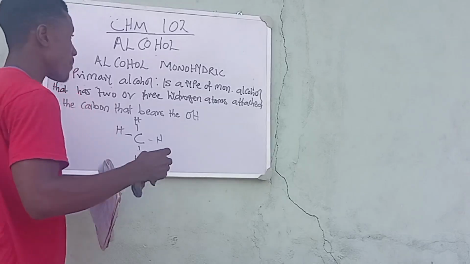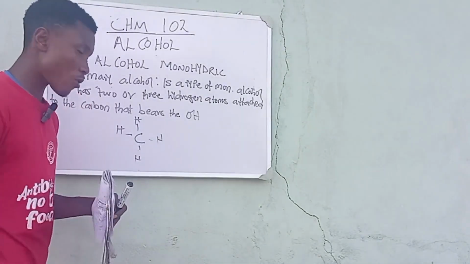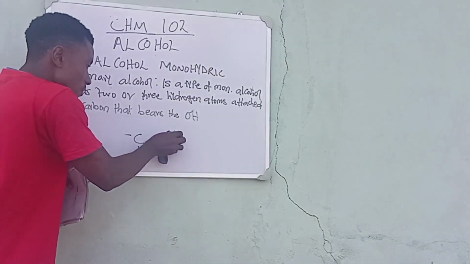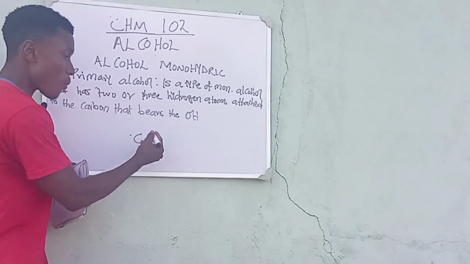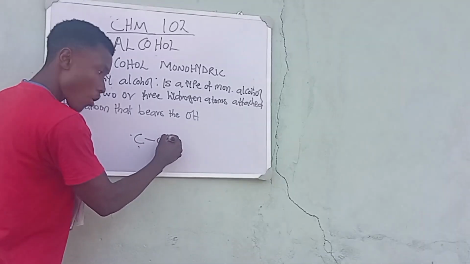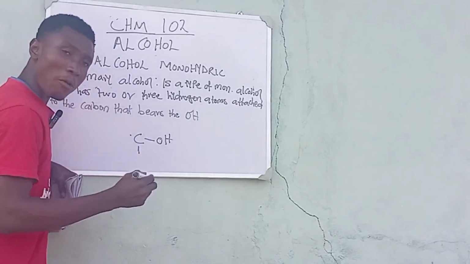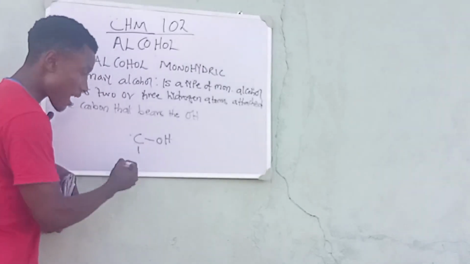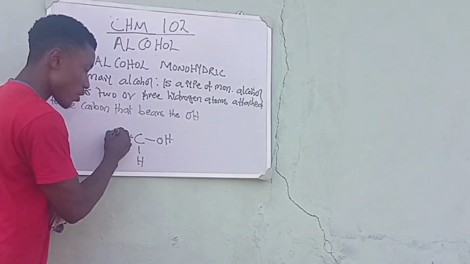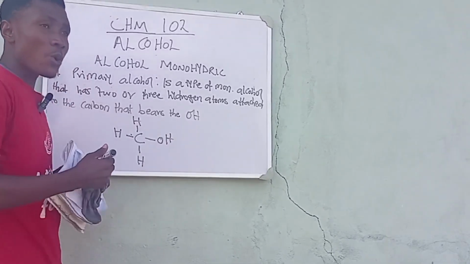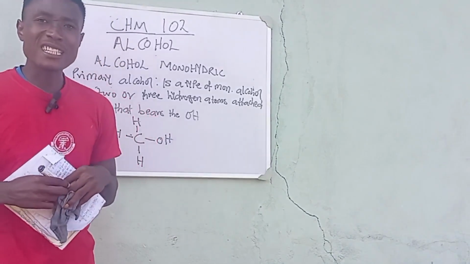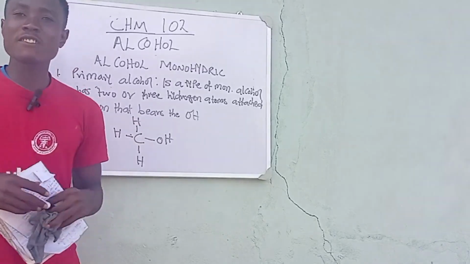But when it comes to a primary alcohol, which is a type of monohydric alcohol, it's just going to have 3 hydrogens bonding the carbon that bears the word OH. So basically what we are going to have is our OH here, bonded by 3 hydrogen atoms. So this is what is known as a primary alcohol.